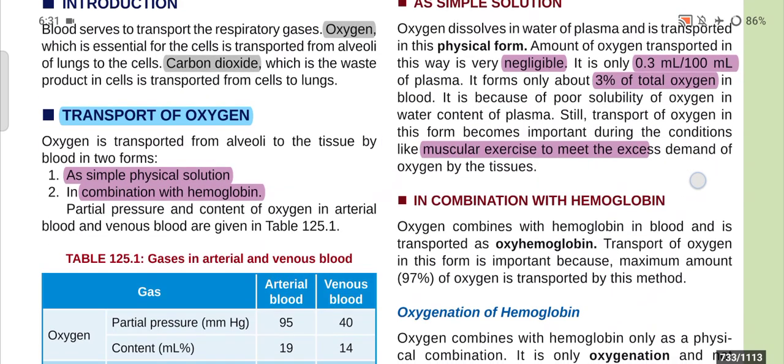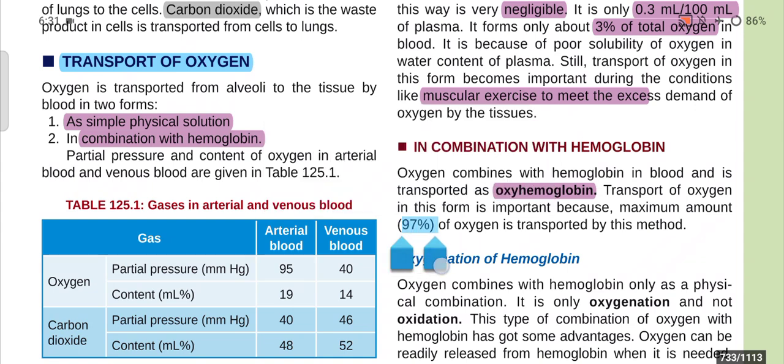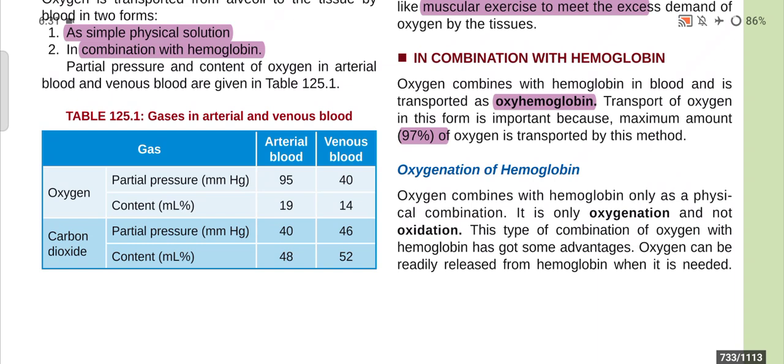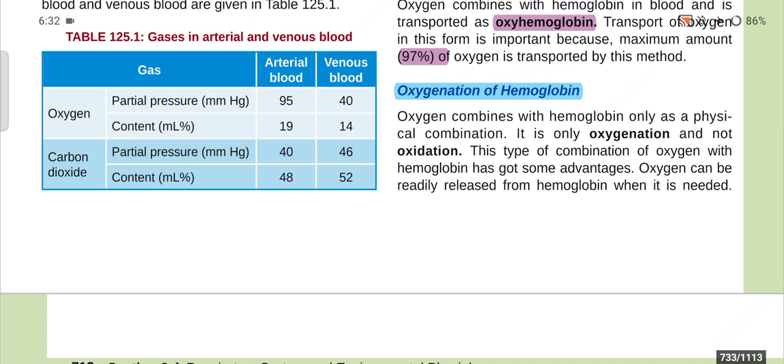Now, in combination with hemoglobin, oxygen combines with the hemoglobin in the blood and is transported as oxyhemoglobin. Transport of oxygen in this form is important because the maximum amount, about 97% of the total oxygen, is transported by this method. Now, the first process is oxygenation of hemoglobin. Oxygen combines with hemoglobin only as a physical combination. It is oxygenation and not oxidation.